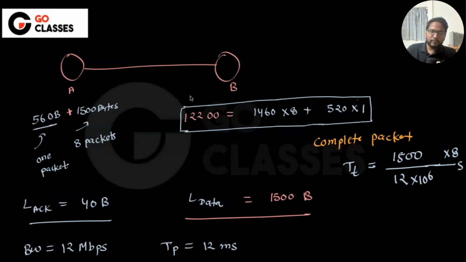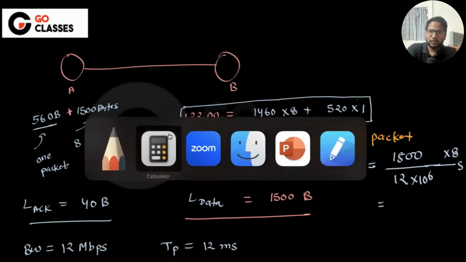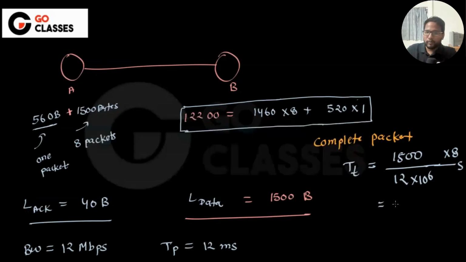Is this fine to everyone? How much is it coming out to? Is this a good number? Okay, this is coming out to be 1 millisecond. That's good. So the transmission time for one packet, if it is a complete packet, is coming out to be 1 millisecond, right? Now, what is the propagation time? That is also given.